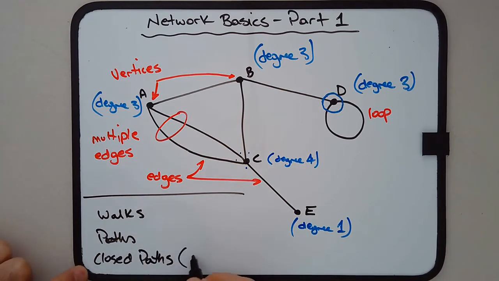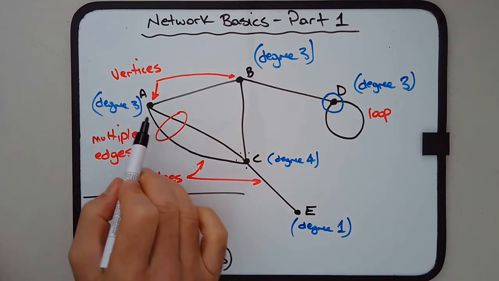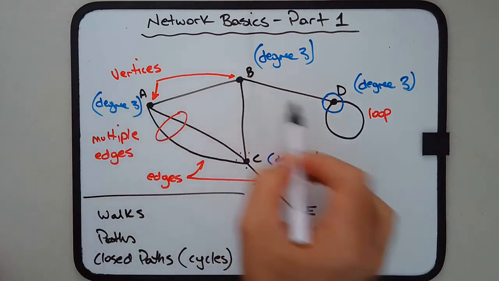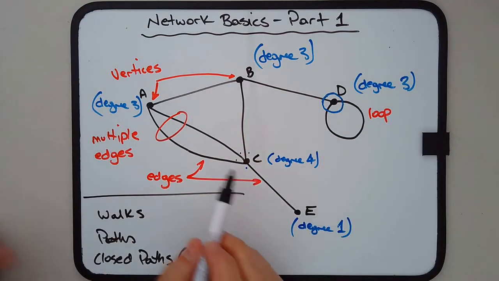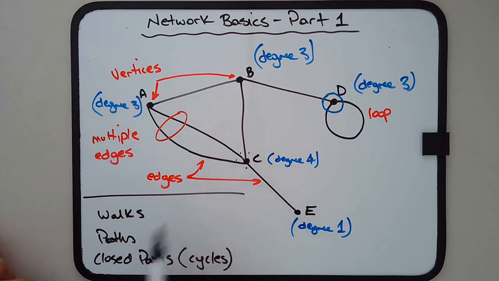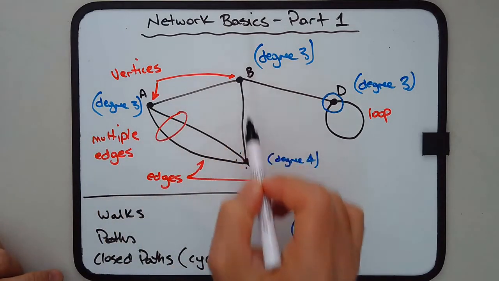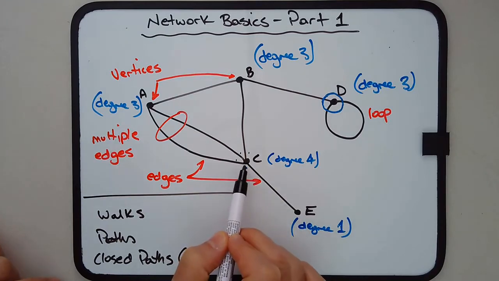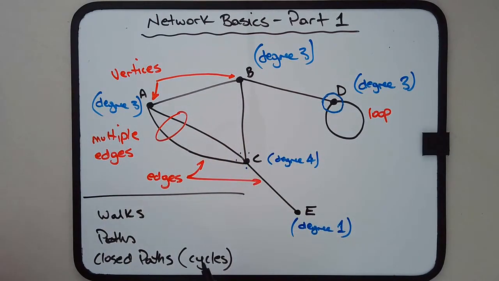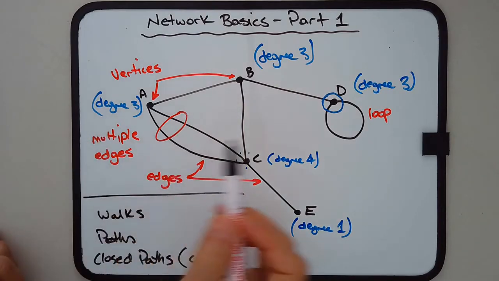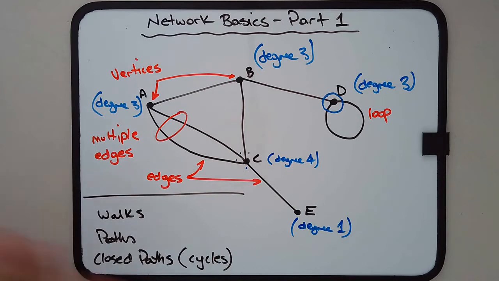Closed paths are called cycles. We'll see why. When you talk about a walk, a walk is basically any journey from one vertex to another. You can define it to be whatever you like. So a walk could be, for example, A to B to C to E, back to C, back to B to D, around the loop, back to B. A walk could be whatever you like. Any journey from any one vertex to any other vertex, even back to itself. So with a walk, there are no rules attached to how you travel around this network.